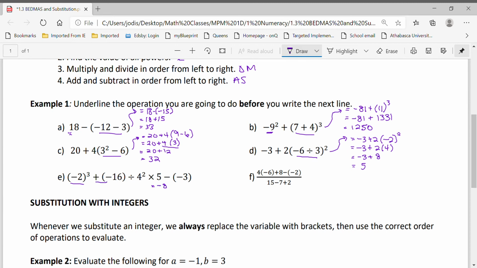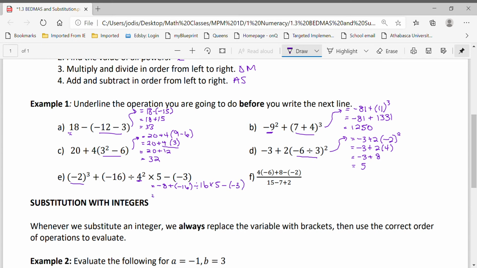I could simplify these signs, so minus 16. Or actually, no, I should not do that. I take it back. Don't simplify the signs. Leave them as they are. Keep your plus and your minus 16. Then keep our divided by. We could do this exponent here. So 4 squared is 16 times 5 minus negative 3.